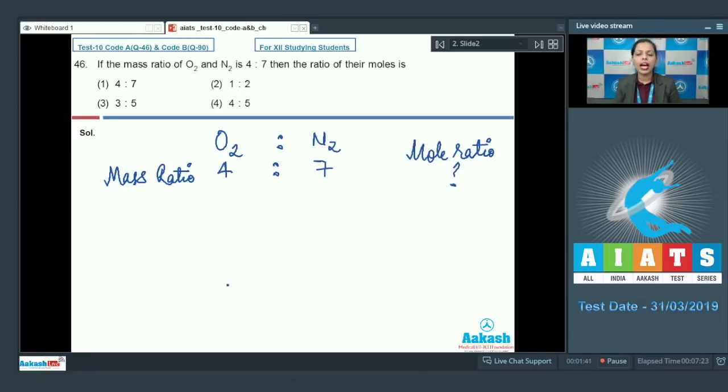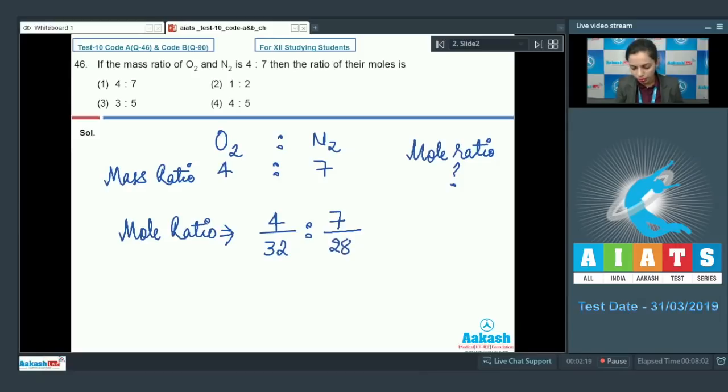So in this case, let's assume that the mass of oxygen present there is 4 gram and the mass of nitrogen present there is 7 grams. Simply we can consider it. So in this case, the mole ratio would be equal to, we know that moles are given mass by molar mass. So the moles of oxygen would become 4 divided by the molar mass of oxygen, that is 32, that I am taking here. Further, N2. N2 is nitrogen. In this case, its mass is 7 gram, I am assuming, on the basis of the ratio. And its molar mass is 28 gram per mole. So I'll just divide it by 28.